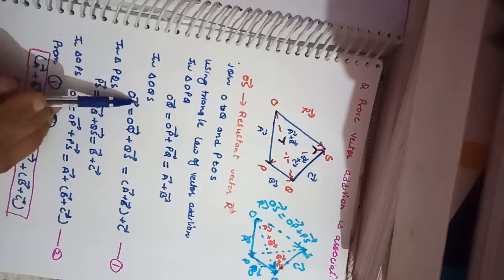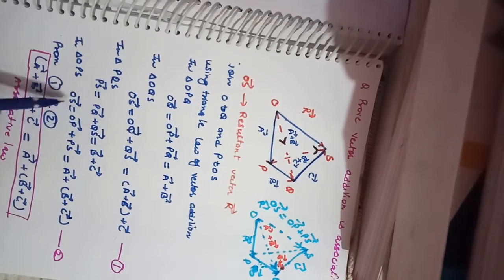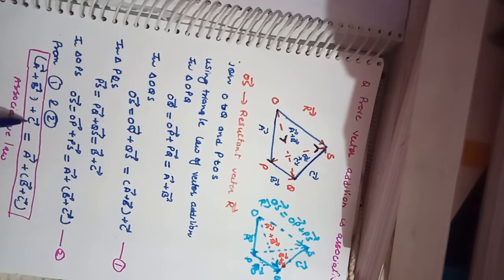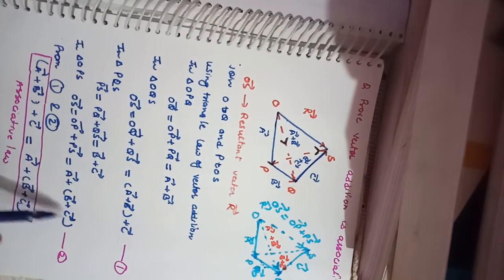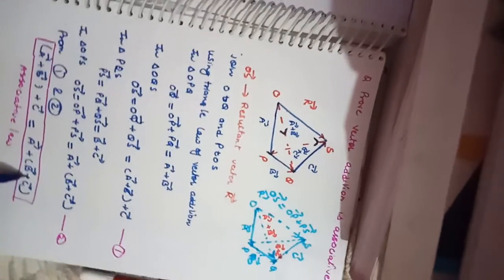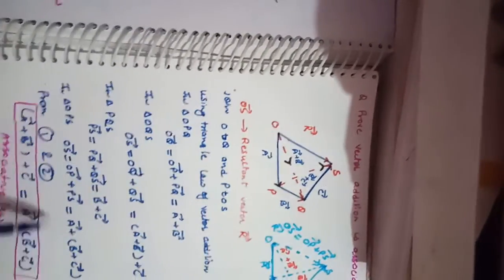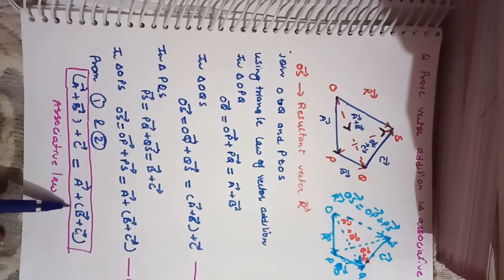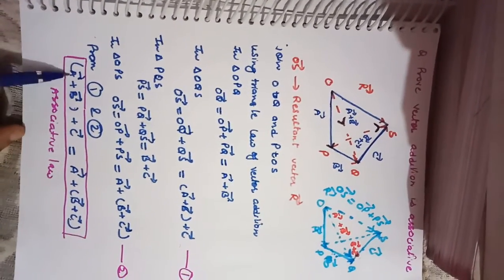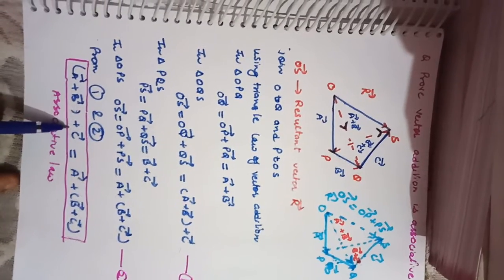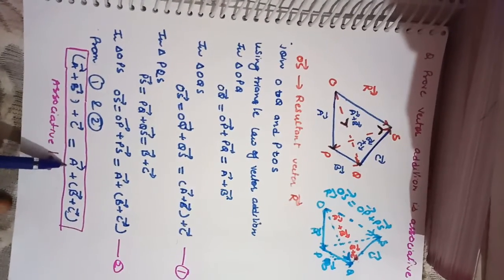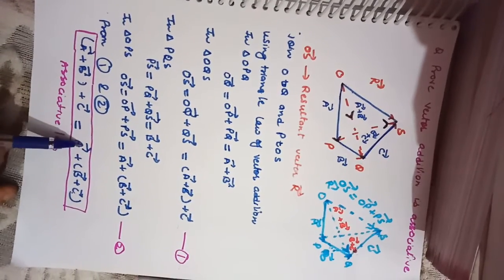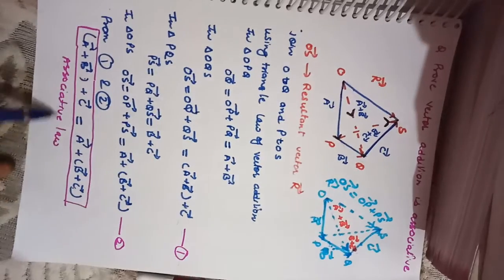So this is also OS vector and this is also OS vector. Equate these two equations. So you have got A plus B plus C is equal to A plus B plus C. This law is known as the associative law. In the resultant of these two vectors, when you are joining the third vector, and in the resultant of the other two, addition of these two vectors, you are joining the first vector. This is associative.